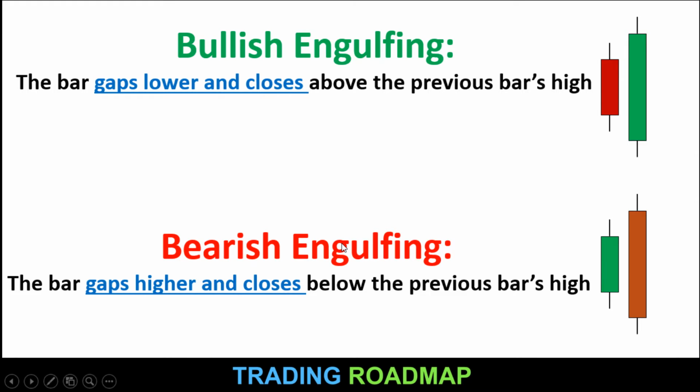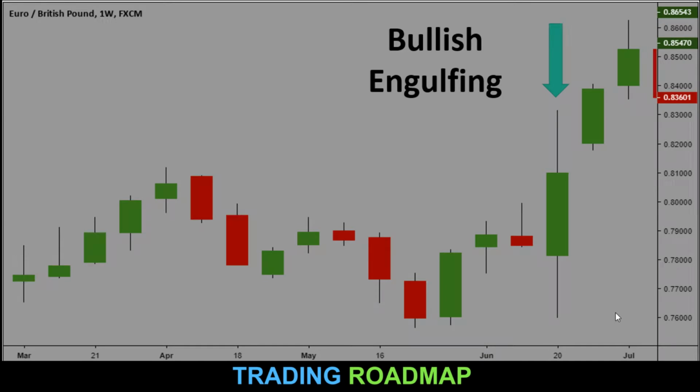And exactly the same for the bearish engulfing pattern. The bar gaps higher and closes below the previous bar's low. So what happened here, we opened up here, we gapped up, and then we went all the way down, and then we closed below the low of the previous bar. So it's more powerful. And I'll show you in a live example, that's the EUR/GBP, and you will notice this bar here.